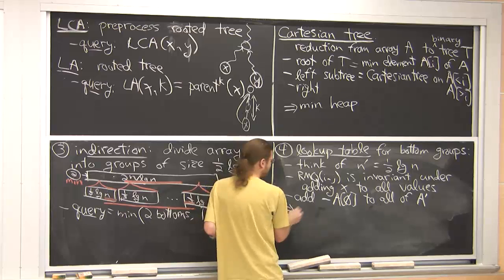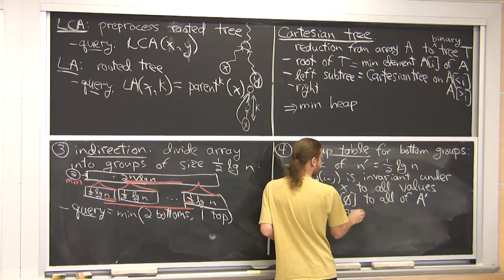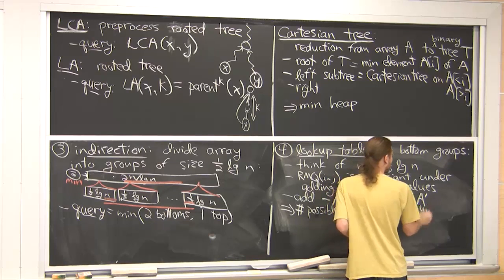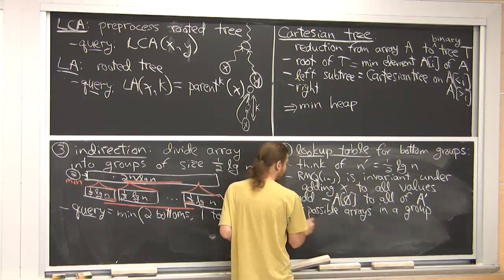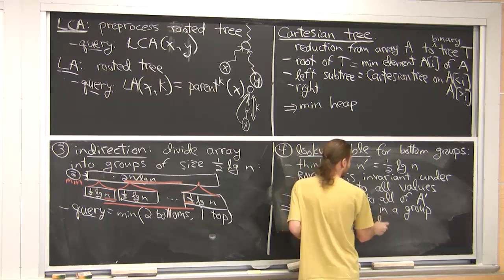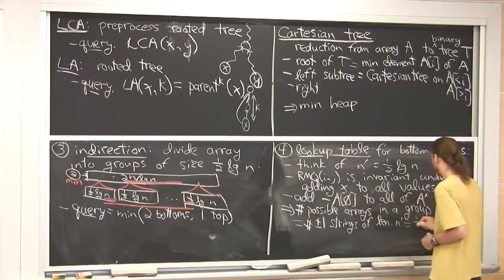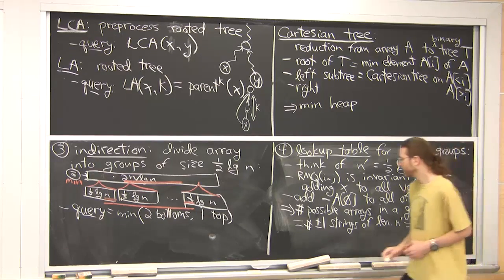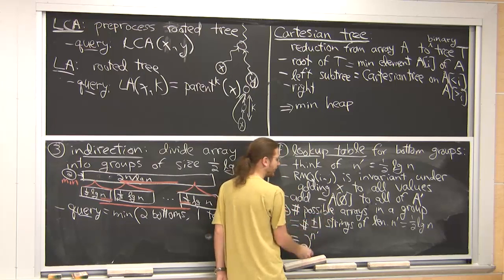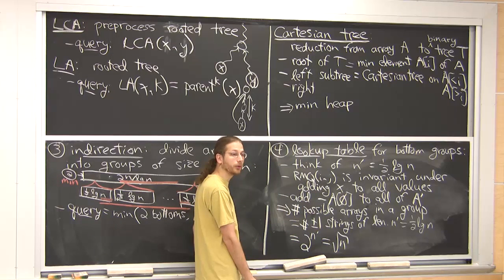So now the number of possible arrays in a single group is equal to the number of plus or minus 1 strings of length n prime, which is half log n. And the number of plus or minus 1 strings of length n prime is 2 to the n prime. So we get 2 to the half log n, also known as square root of n. Square root of n is small. We're aiming for a linear space.